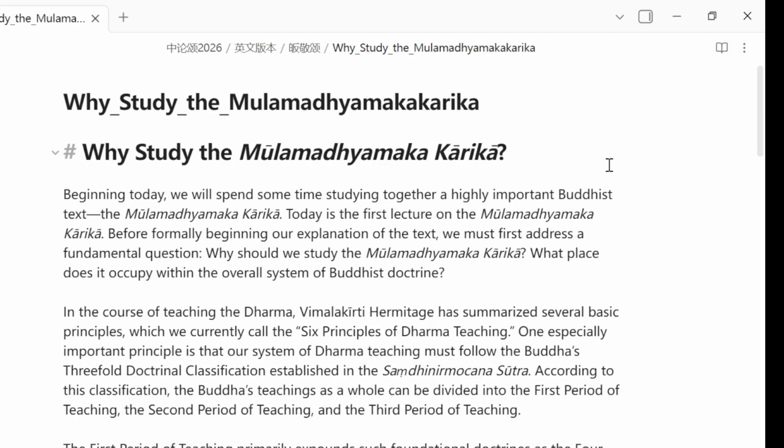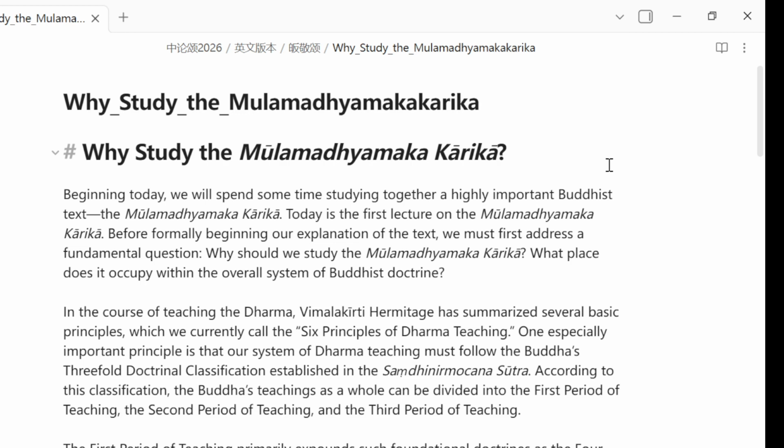Beginning today, we will spend some time studying together a highly important Buddhist text, the Mulamadhyamakakarika. Today is the first lecture on the Mulamadhyamakakarika.